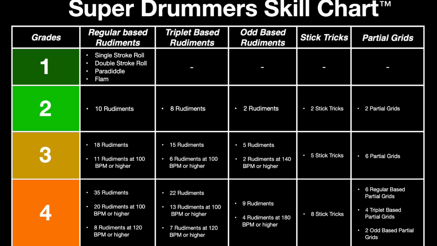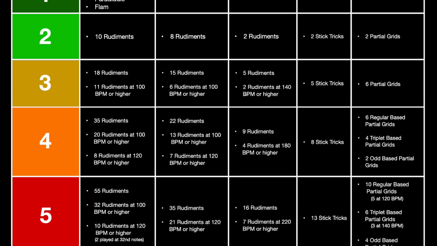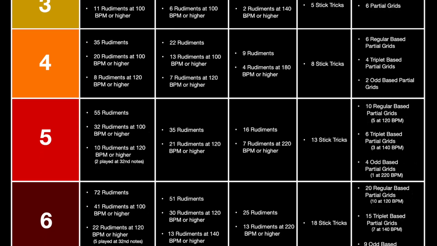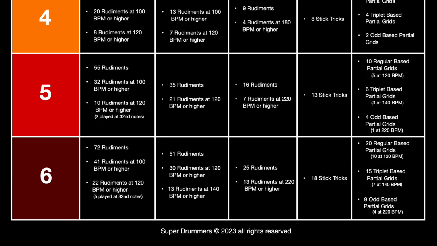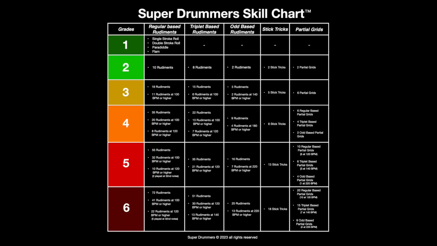So let's go over the super drummer skill chart. I'm going to answer what is it for and how do you use it. So answering the first question, what is it for? It's mainly used for you to assess your own skills, like evaluate it.